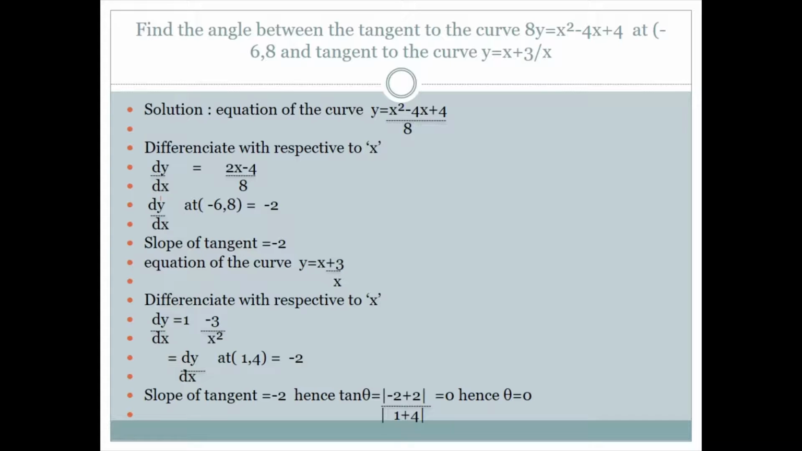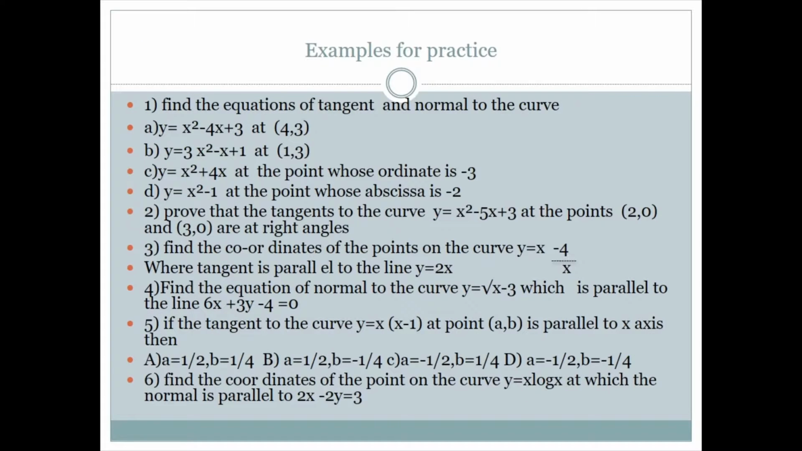We have to find the angle between two lines, and we know the formula. Angle between two lines, tan theta is equal to m1 minus m2 upon 1 plus m1 into m2. Therefore tan theta is equal to, m1 is minus 2, m2 is also minus 2, upon 1 plus 4, which is equal to 0. Tan theta is equal to 0, theta is equal to tan inverse of 0. Therefore theta equal to 0. Now these are the examples for practice.